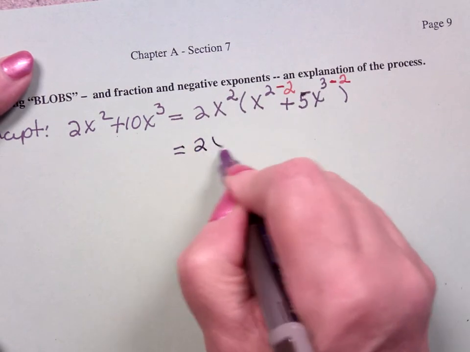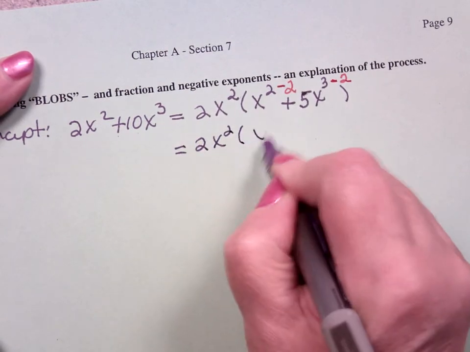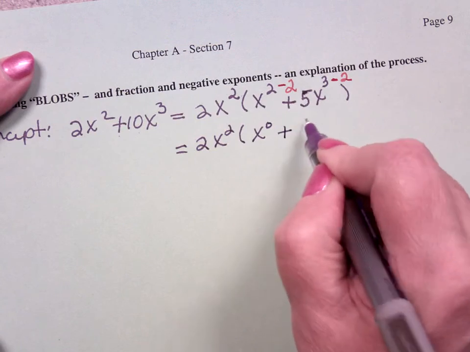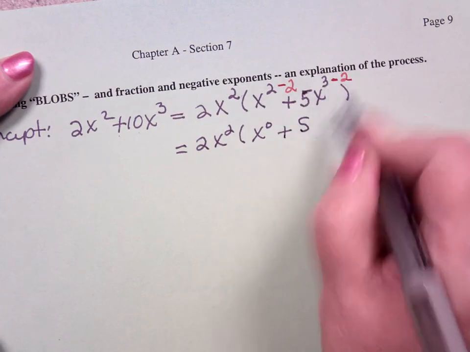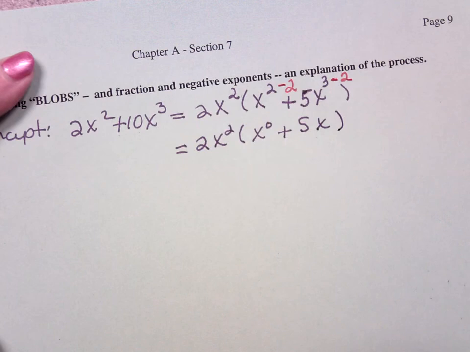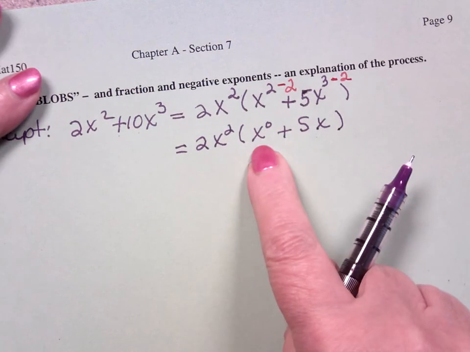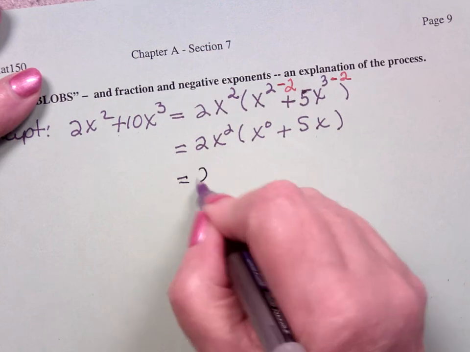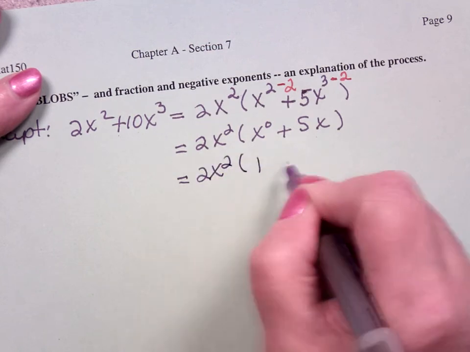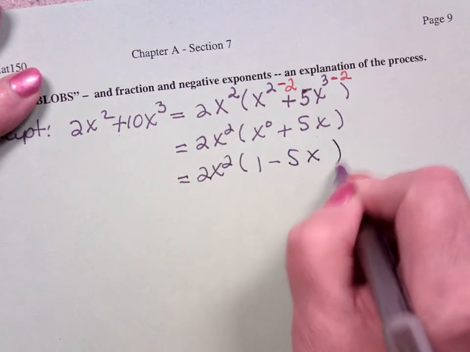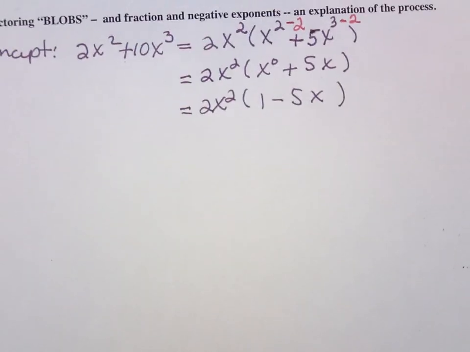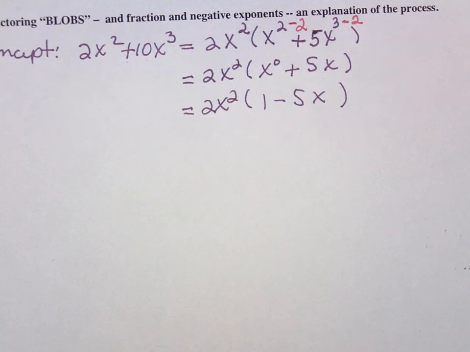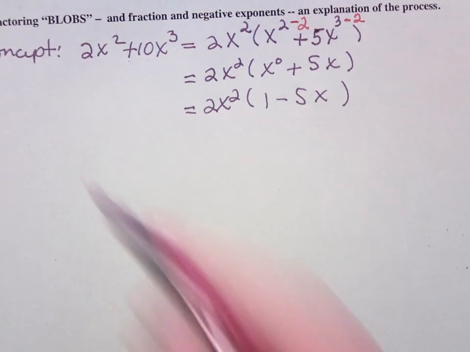So this is then 2x squared times x to the 0 plus 5. 3 minus 2 is 1, x to the 1. And the reason why there's going to be a 1 in that position, because we know that x to the 0 is 1. So that is the concept. That is the concept behind removing a greatest common factor.